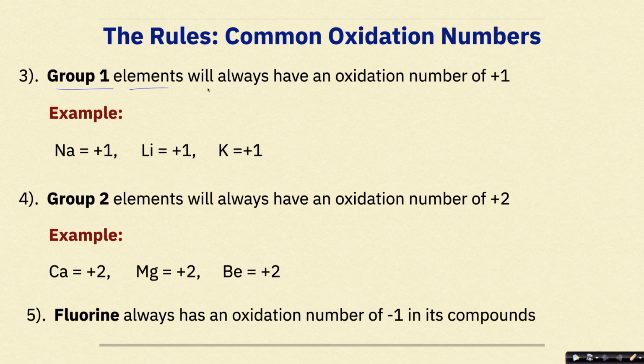Group 1 elements will always have an oxidation number of +1. So sodium, lithium, potassium all have a charge of +1. Group 2 elements will always have an oxidation number of +2. Calcium, magnesium, beryllium, all +2. Fluorine always has an oxidation number of -1 in its compounds. So these are some examples of common oxidation numbers.